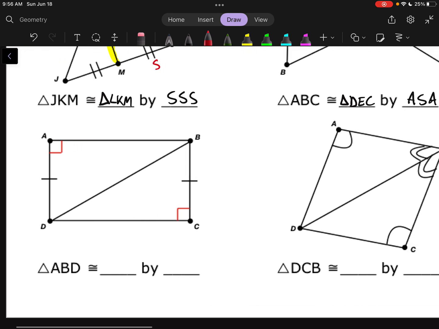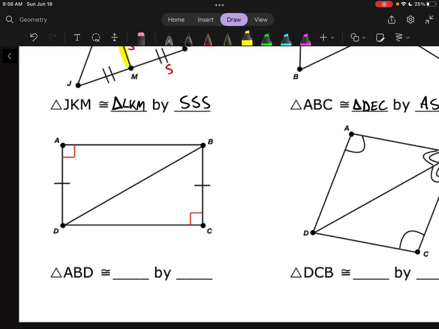Going down here. Looking down here, right away, those triangles only have 2 things marked, but I see this reflexive side. So that's going to give me my 3 congruent things. Triangle ABD. Well, A matches C, so triangle CDB. And this one, I've got a leg and a hypotenuse. This is HL.